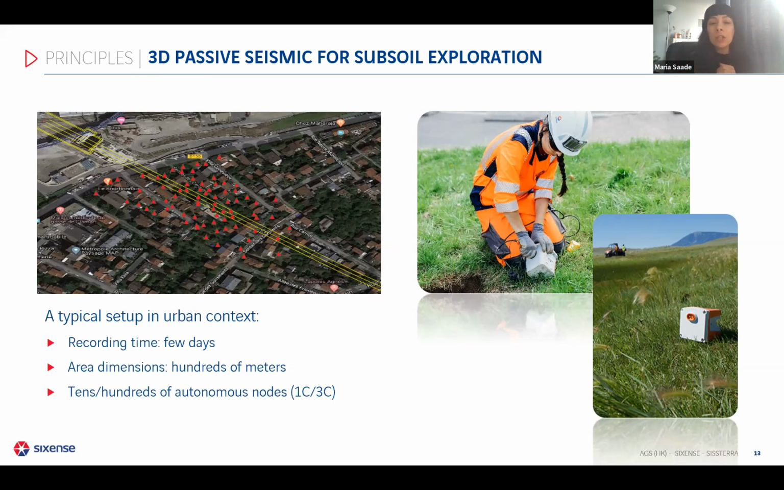Because we need to collect as much noise as possible in order to have a good signal and a good result. And yeah, we usually work on hundreds of meters networks, and we deploy the dimensions. This solution can be adapted to any scale, and we deploy as many nodes as we need depending on the resolution that we need. It could be 100 nodes, it could be tens of nodes. It depends on what we are looking for and how much resolution we need.